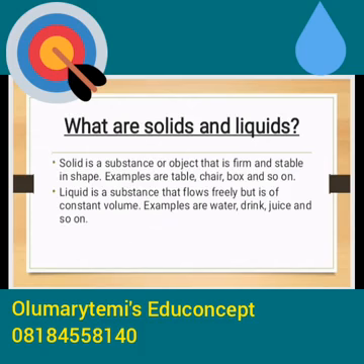Now, what are solids and liquids? We want to take the definition of the two of them. Solid is a substance or object that is firm and stable in shape. Solid is firm in shape. Solid is stable in shape. It can be a substance or it can be an object. Examples we have there, we have table, chair, box, and so on.